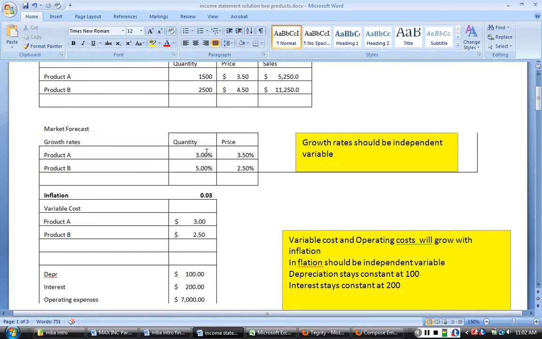of the competition or because of the economic downturn, we can only grow product A at only maybe 2%, and we may not be able to grow the price at 3.5%. It could be something different, could be 2.5%. By these being independent variables, we can go in and quickly change these things, and everything else should change. And that is one of the values of using an Excel spreadsheet, and something that is critical and important to do a business analysis, and obviously very critical for MBA students.